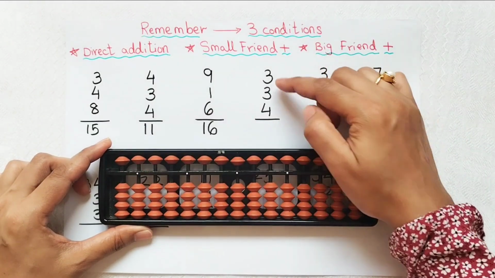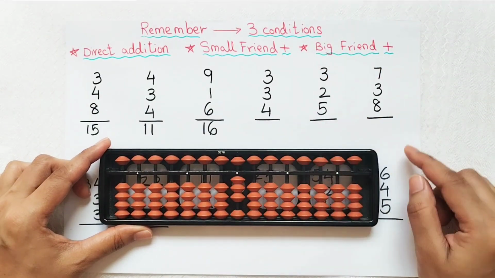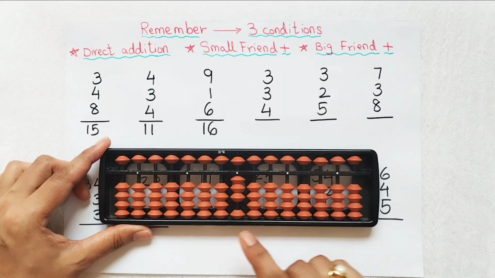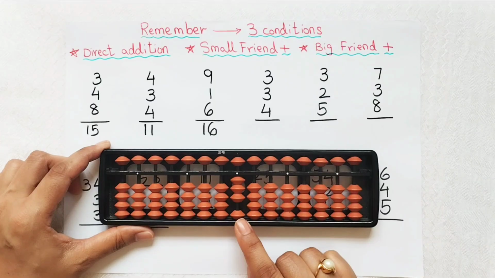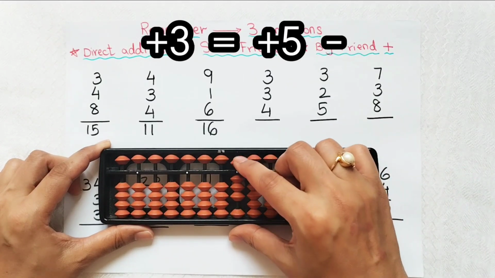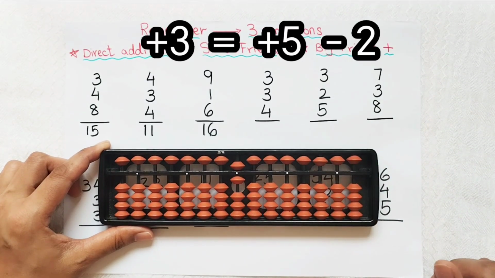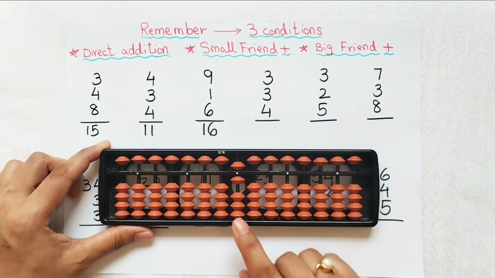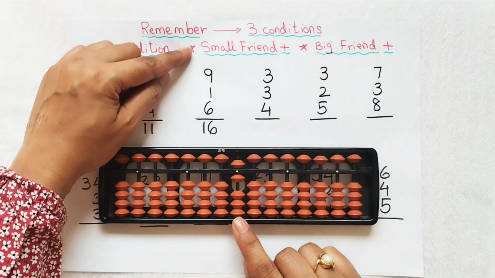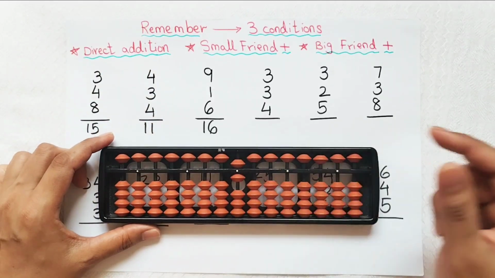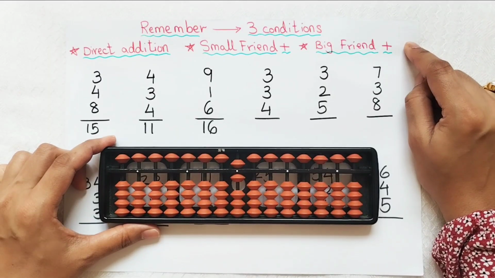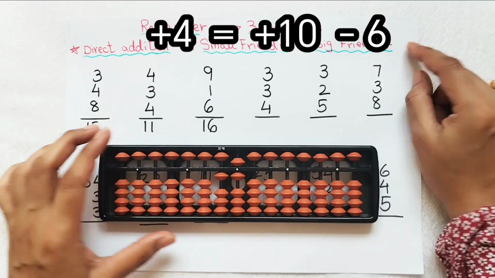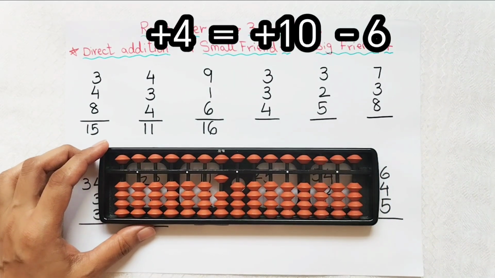Next one, 3 plus 3 plus 4. 3 plus 3. So, direct addition, not possible. Small friend, yes, I can go for small friend. So, plus 3 is plus 5 less 2. Okay. Now plus 4. Again, direct addition I can't do. Small friend? No, I cannot do it because 5 is already in use. So I have to go for big friend. Okay. And what is the formula for plus 4? It is plus 10 less 6. My answer is 10.